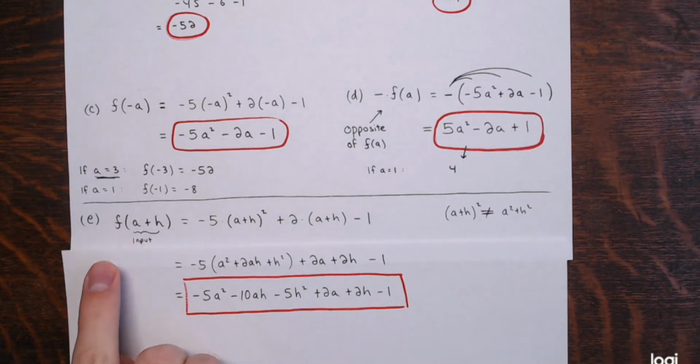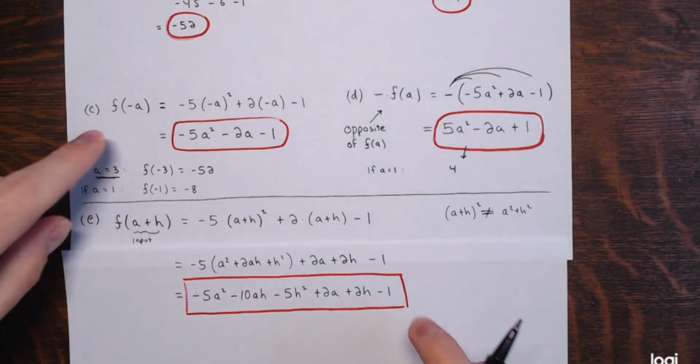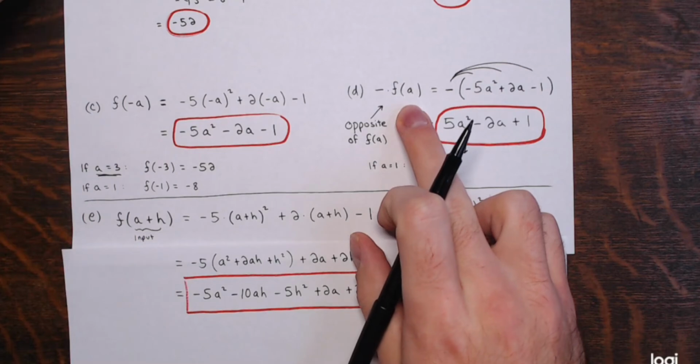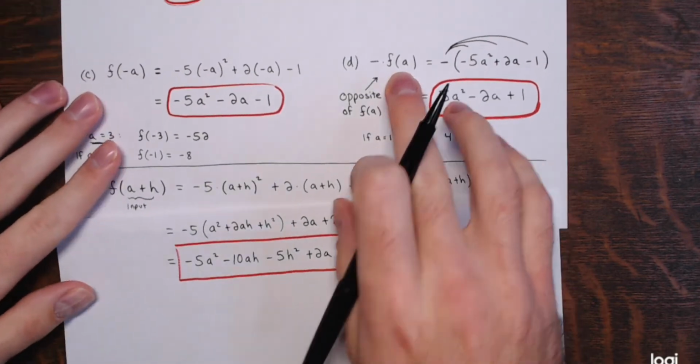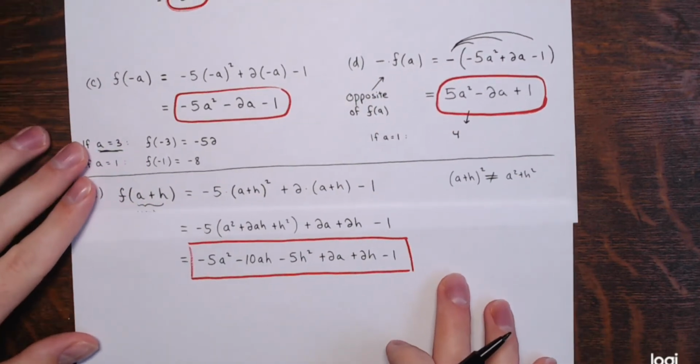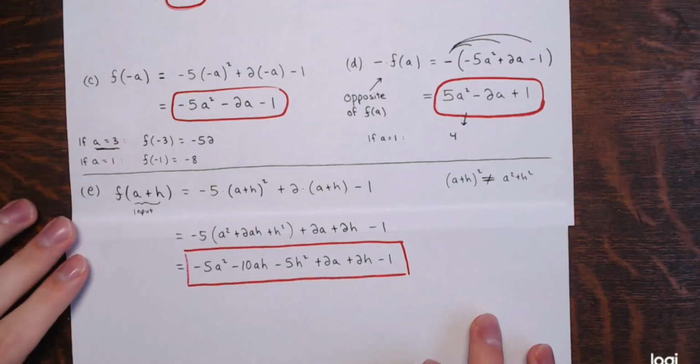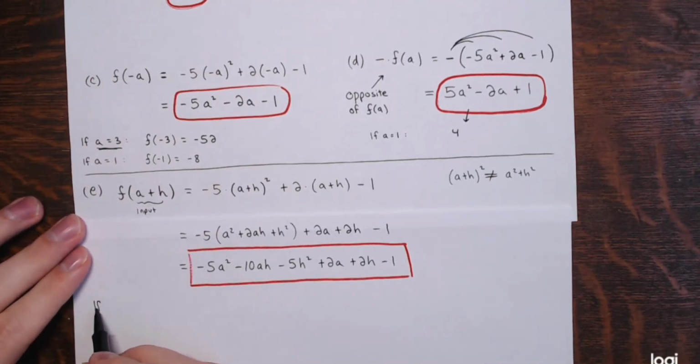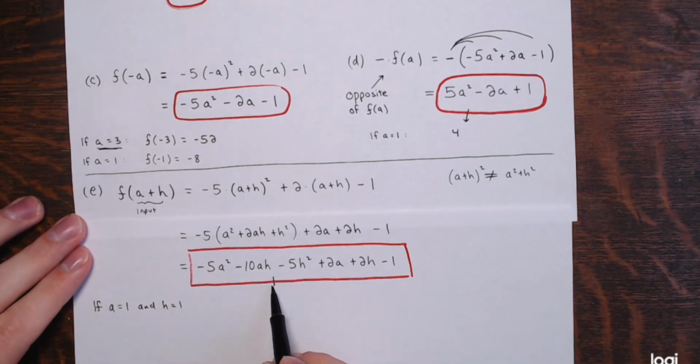And watch, let me replace, like I was replacing in parts C and D, where I was replacing a with some letters. Well, here let me replace a and h. I'm going to replace both of them with some numbers. So how about if a was 1 and h was 1. If I replace both of these, a and h, with 1, then you'd have the following.